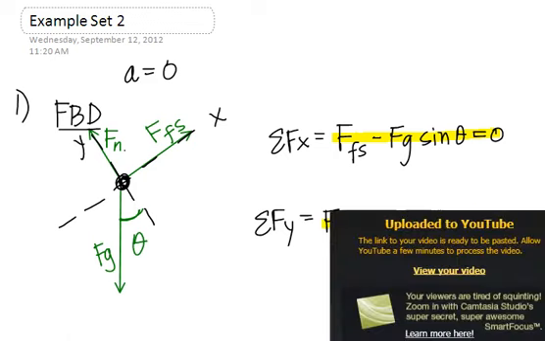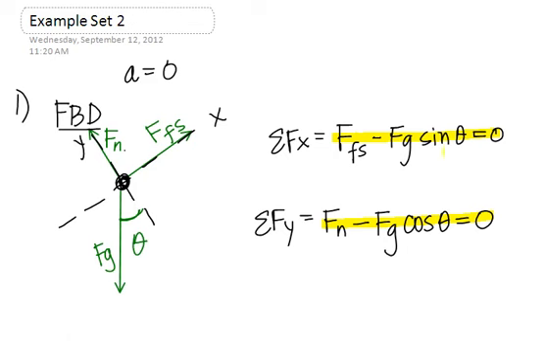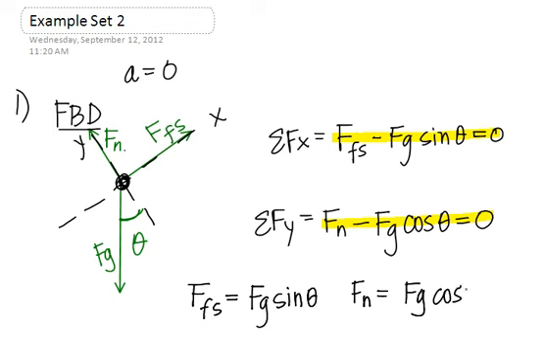So now that we've got our free body diagram and summed our forces, we have equations to use to solve our problem. So let's use those equations. Now we know that the static friction force equals Fg sine theta. And from this equation right here, the normal force is equal to Fg cos theta.